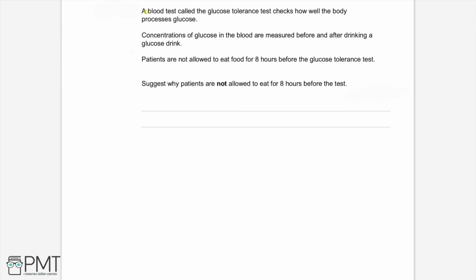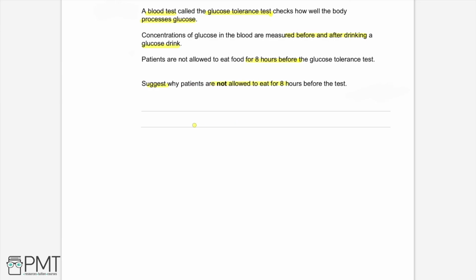A blood test, called the glucose tolerance test, checks how well the body processes glucose. Concentrations of glucose in the blood are measured before and after drinking a glucose drink. Patients are not allowed to eat food for 8 hours before the glucose tolerance test. Suggest why patients are not allowed to eat for 8 hours before the test.